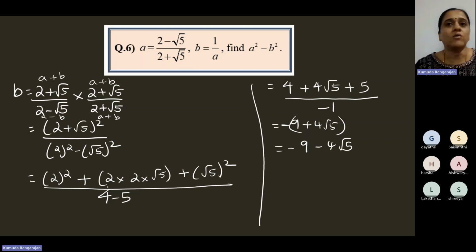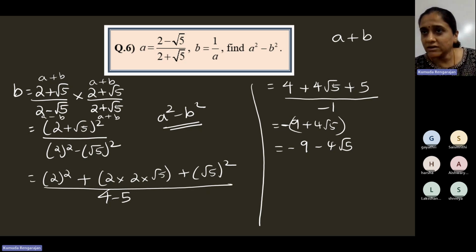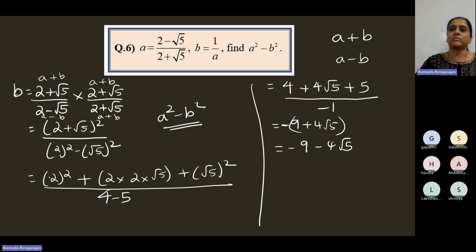So now we have found A and B with rational denominators. To find the value of A square minus B square, what else do you need to find? A square minus B square is A plus B into A minus B. So you'll have to get the value of A plus B, find the value of A minus B, and the product of these two will be the value of A square minus B square.